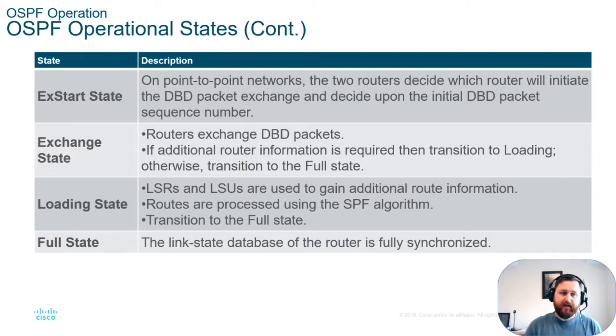Then it moves into the ExStart state, where our routers decide which router will initiate and actually be the one that's sending out the database description packet exchange and messages. Then it moves into the exchange state, where routers are actually going to be sharing their routing tables and routing information. Then it moves to the loading state. This is where the SPF algorithm is starting to be actually calculated. And then it moves to the full state, where our link state databases are synchronized and our routes are properly added into our routing table.